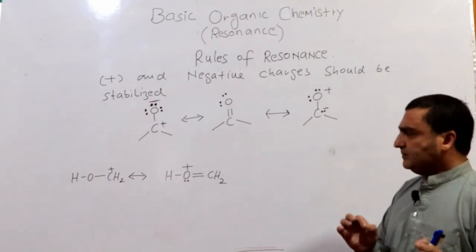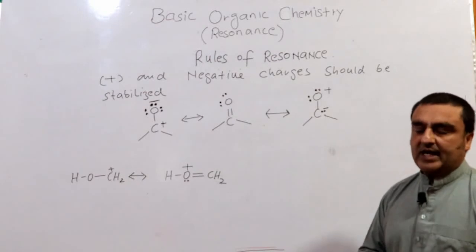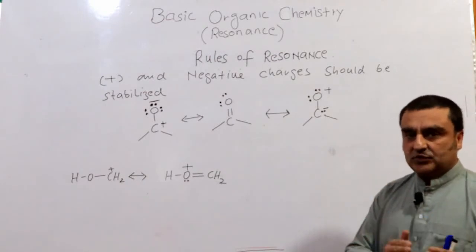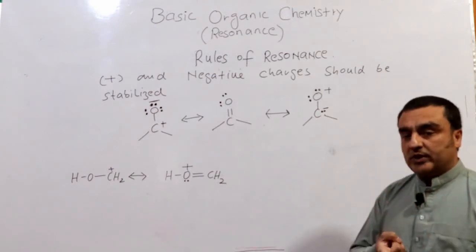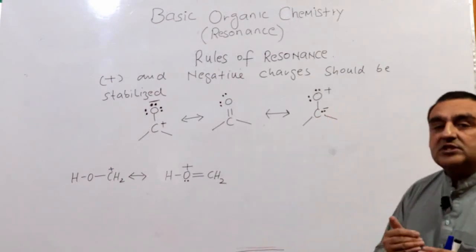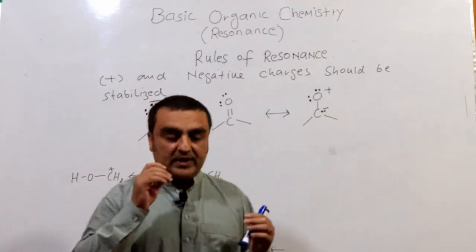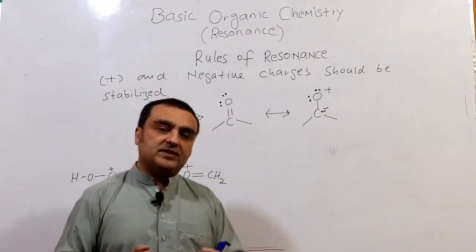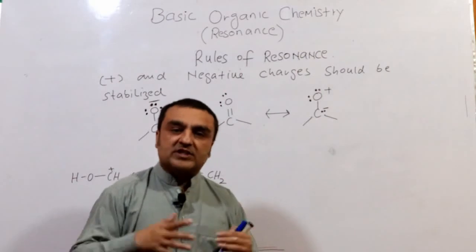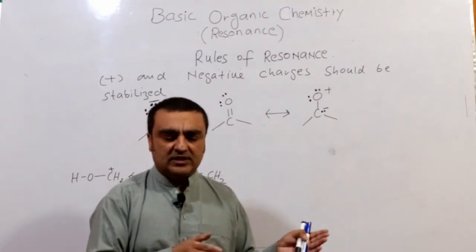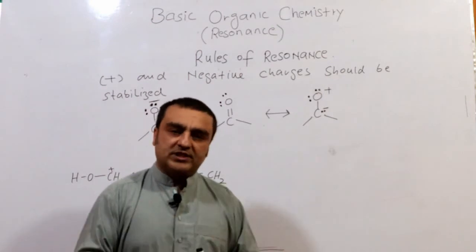So this rule says that the negative charge should not be present on the carbon, on the less electronegative atom, or the positive charge should not be placed on the more electronegative atom. So what does this statement mean? As you see, what is electronegativity, or what is a more electronegative atom? The electronegative atom is an atom which needs electrons, which likes electrons. This is a very simple statement, which is sufficient for basic classes.